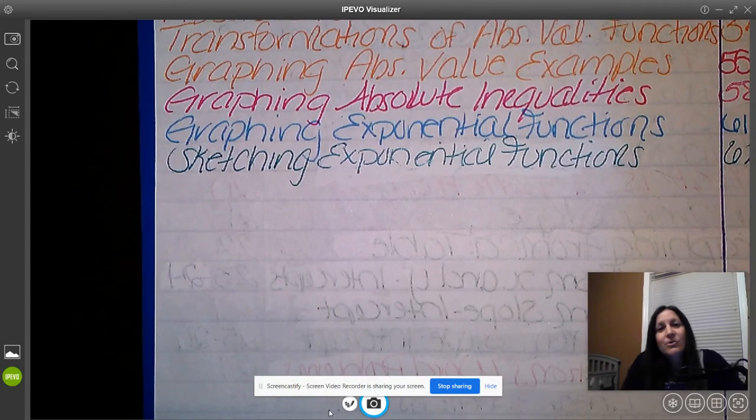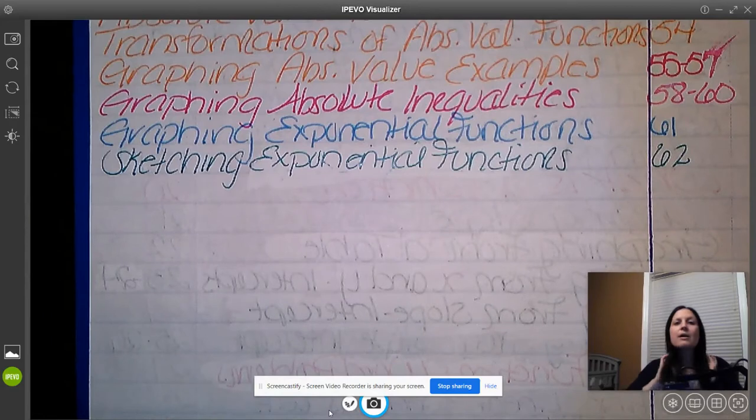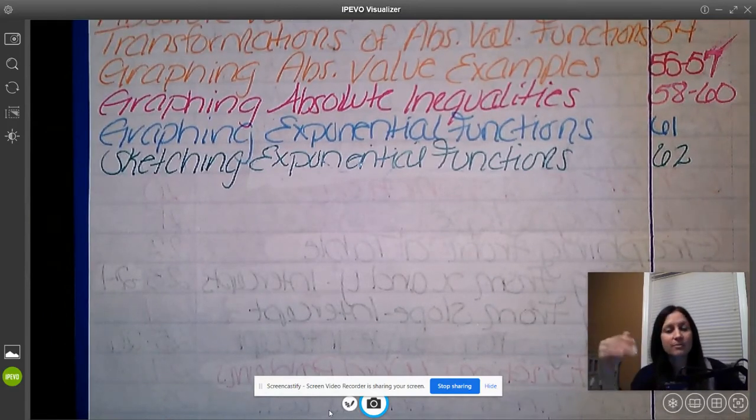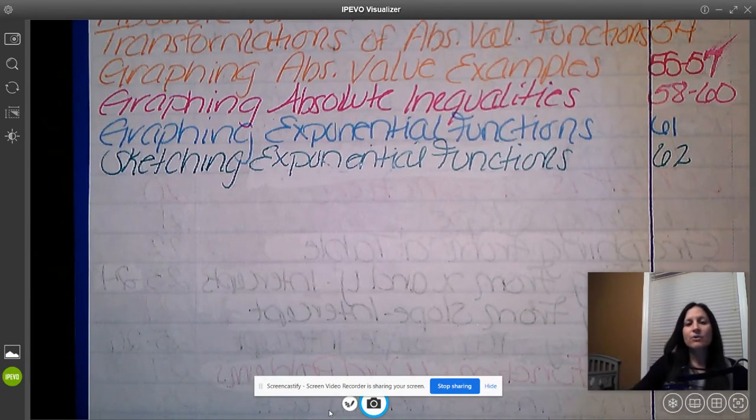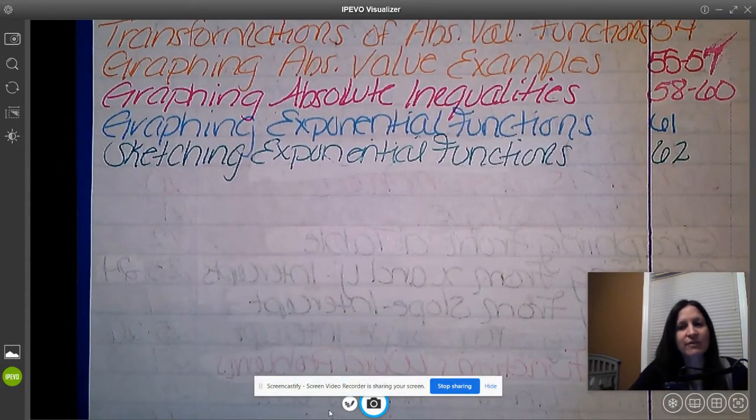Hi guys. So today we are going to be sketching exponential function graphs by interpreting their formula. I'm going to give you the general formula first, and then we'll go through what each part means, and then we'll do some examples, and then you'll have some practice ones to do on your own. Alrighty, so if you could update your table of contents, we are going to be sketching exponential functions.